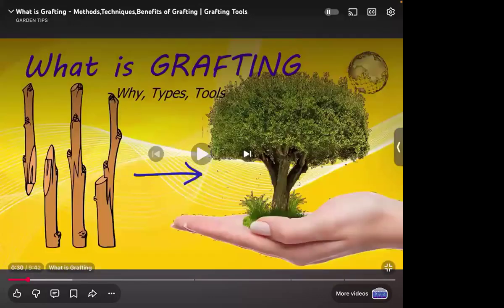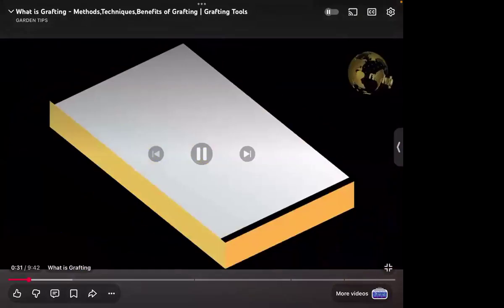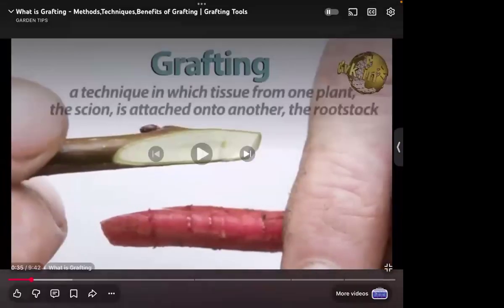So can you see here what they are doing? The two parts of the plant, they are actually two different plants, they are joining them together. So I'll just go a little back. You can see the picture there. Graftage is a horticultural technique whereby tissues of plants are joined together.